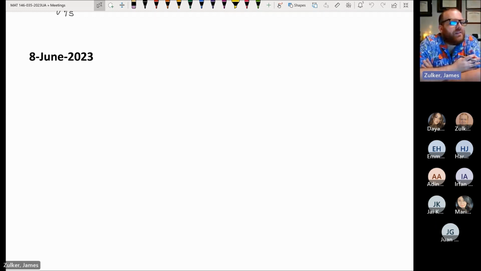Last evening, we looked at exponential functions and logarithmic functions. Okay, so we're going to continue looking at logarithmic functions by looking at the properties of logarithms.